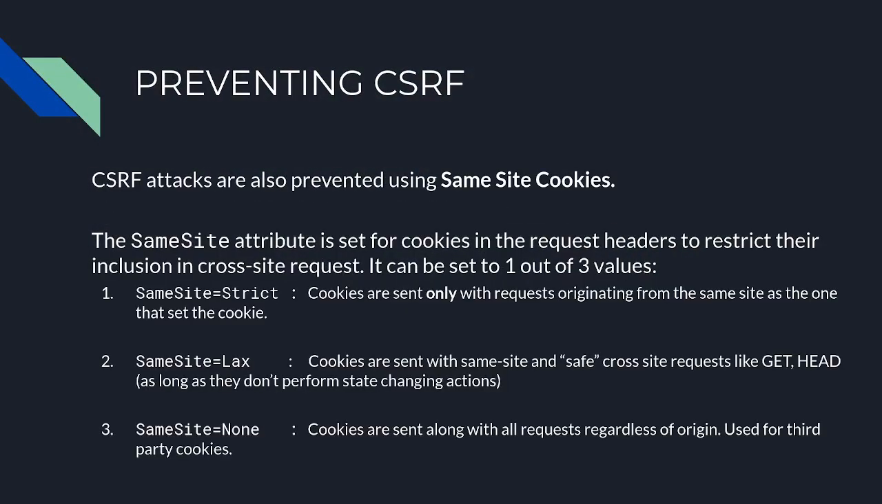We have, yeah, okay. Another method to prevent CSRF is to use SameSite cookies, sorry. And the SameSite attribute is set for cookies and request headers in order to restrict their inclusion in cross-site requests. So you can set this attribute to one of three values. Like an attribute as in they're part of the request. When you take a look at the request, you will see whether or not it has the SameSite attribute set for cookies. Like you have the cookie and then it'll be equal to something and then followed by a semicolon and then there'll be SameSite equal to Strict or Lax or None. So that is what's meant by SameSite attribute.